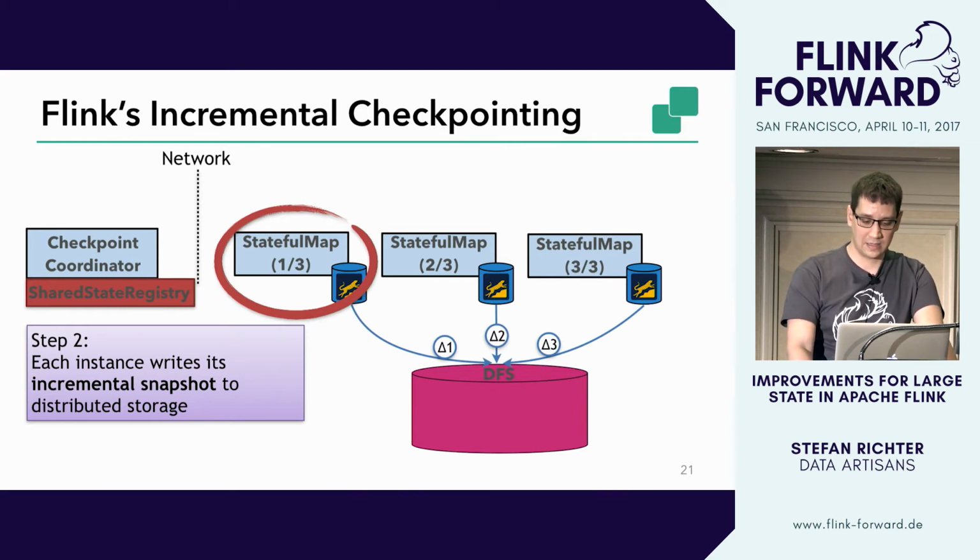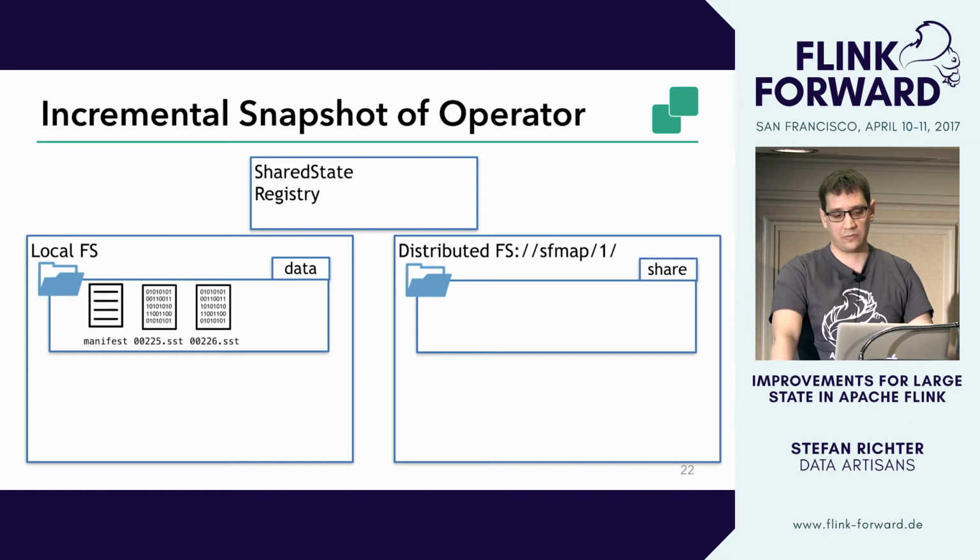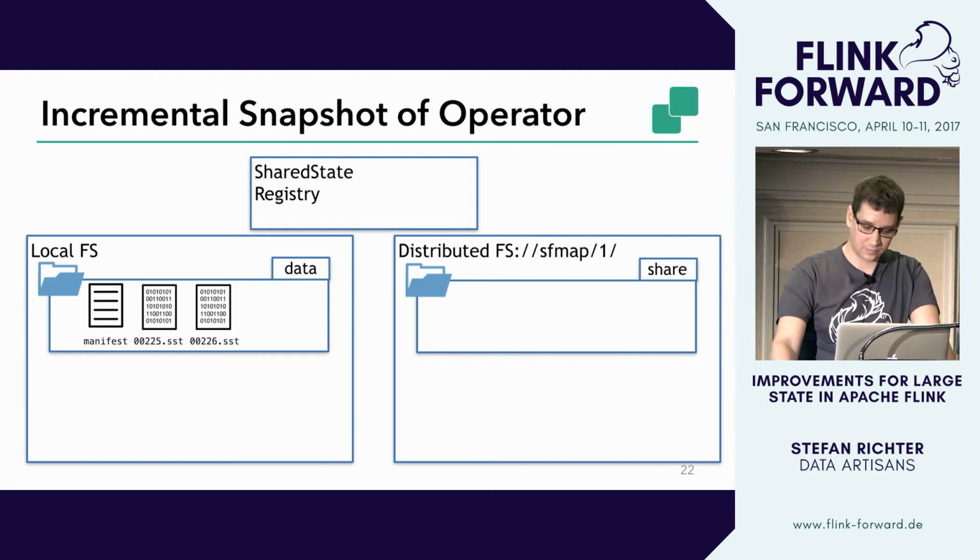If we peek into that instance of the operator, we can see a local file system which contains a data directory of RocksDB. The data directory of RocksDB consists of a manifest metadata file, which is mutable, and the flushed SS tables, the immutable SS tables, like I explained before. The second component is a folder in a distributed file system that we call a shared folder, and it is under a path that is specific to that operator and also to the instance of the operator.